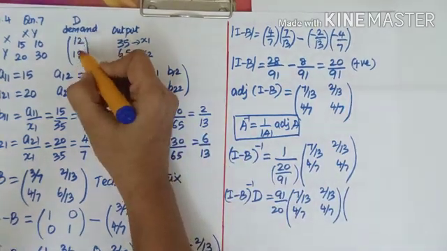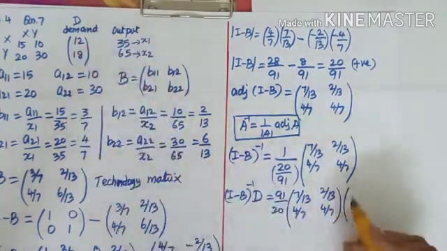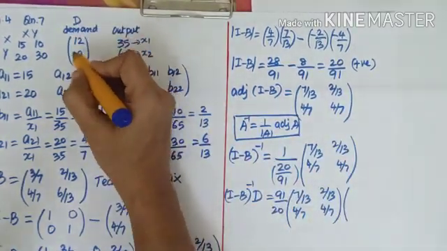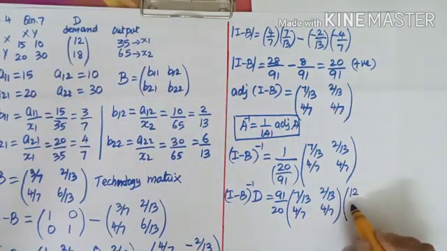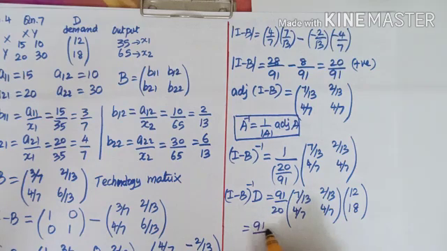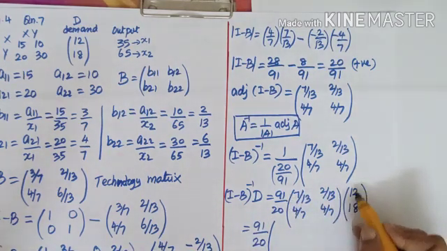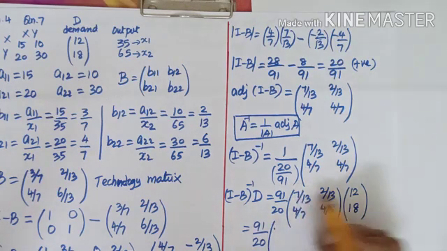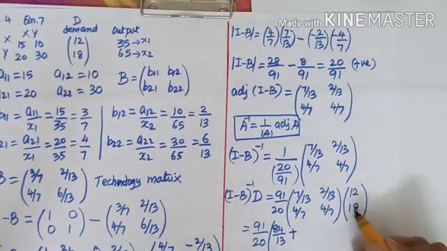demand matrix which we had written originally 12, 18. This is from the last line of the question 12, 18. Keep 91 by 20 as it is. Let us multiply. First row by first column. 7 into 12, 84 by 13 plus 2 by 13 into 18, 2 into 18, 36 by 13.